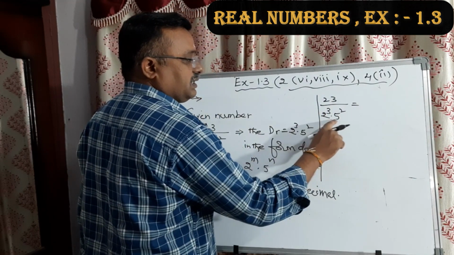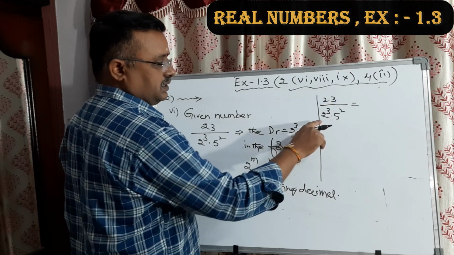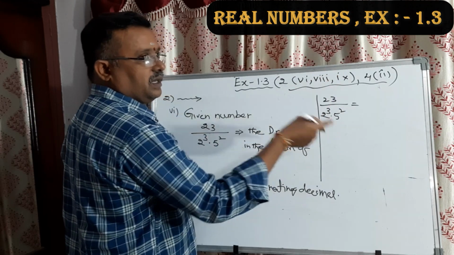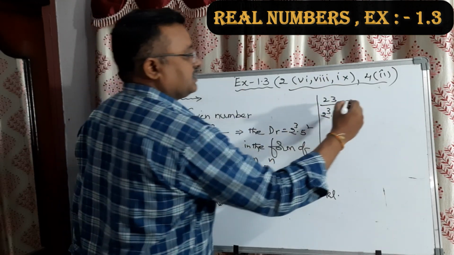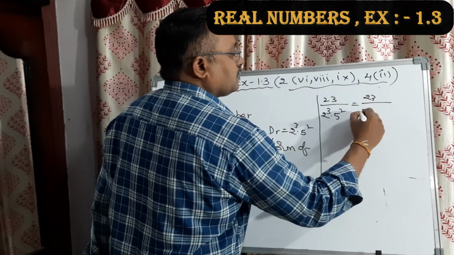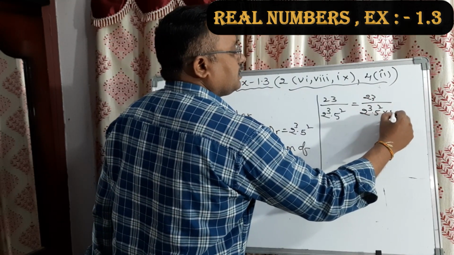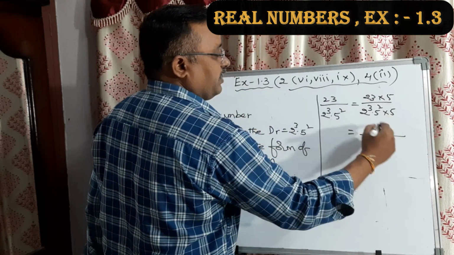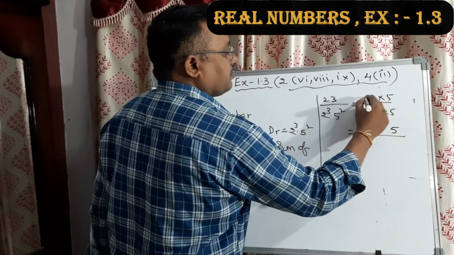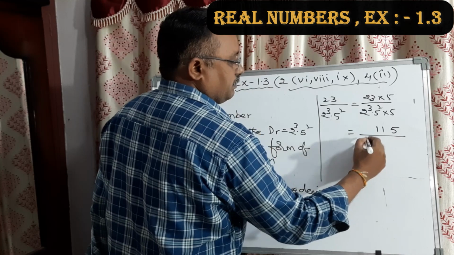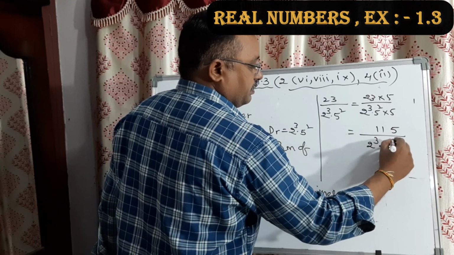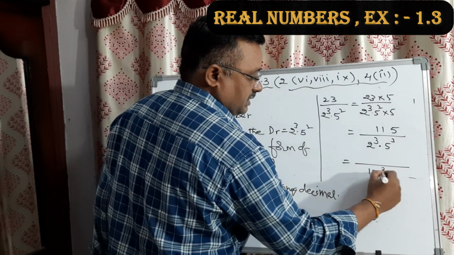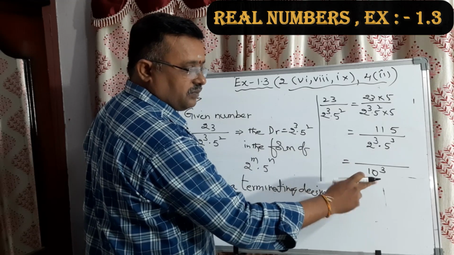So 23 by 2 power 3 into 5 square. What I said: make the powers the same with suitable multiplication. Here 2 power 3 is there, here 5 square is there. Multiply an extra 5 to the numerator and denominator, and you will get an equivalent fraction: 23 by 2 power 3 into 5 square, into 5 over 5. By this it will become 23 times 5, that is 115, by 2 power 3 into 5 power 3. The denominator will become 10 power 3.